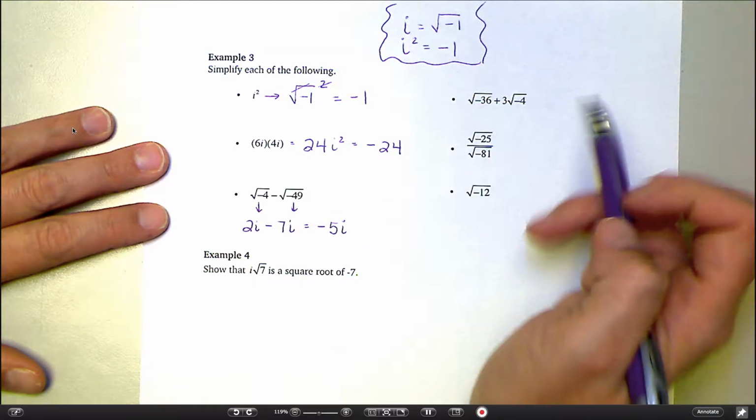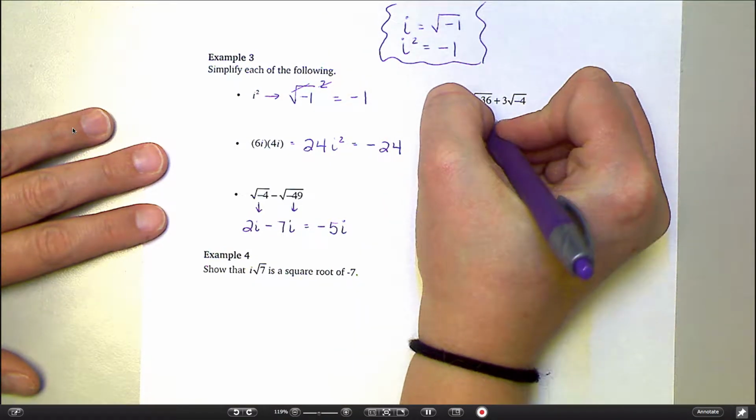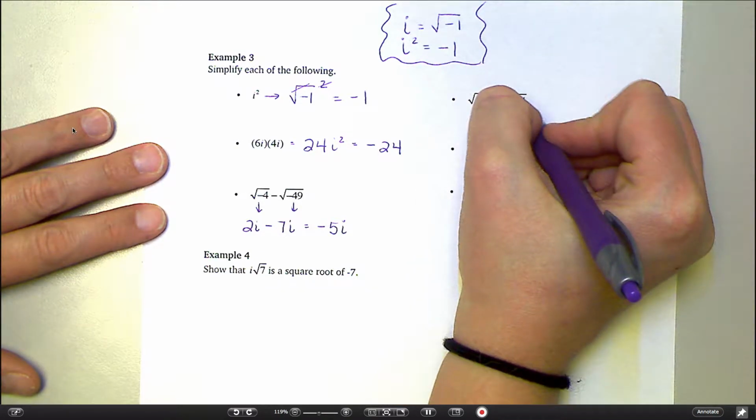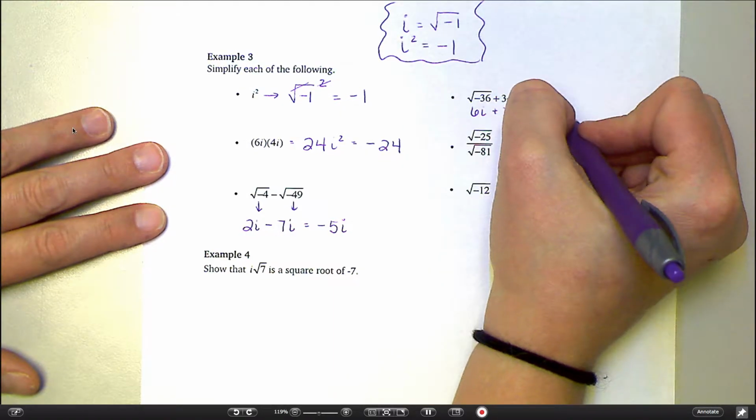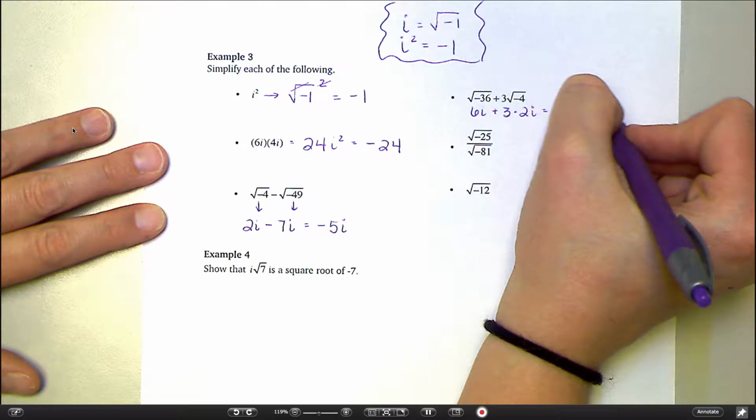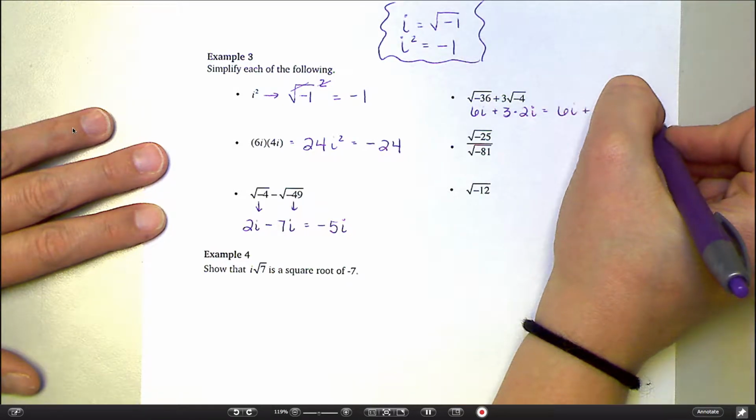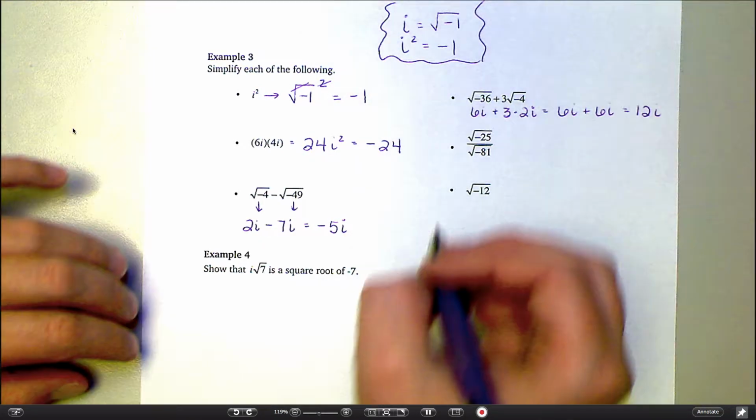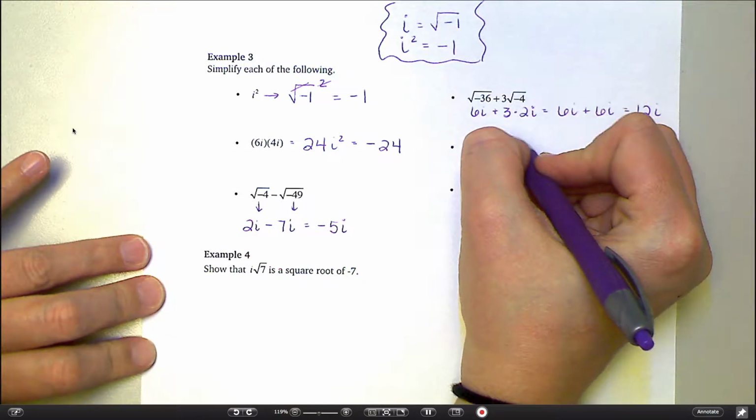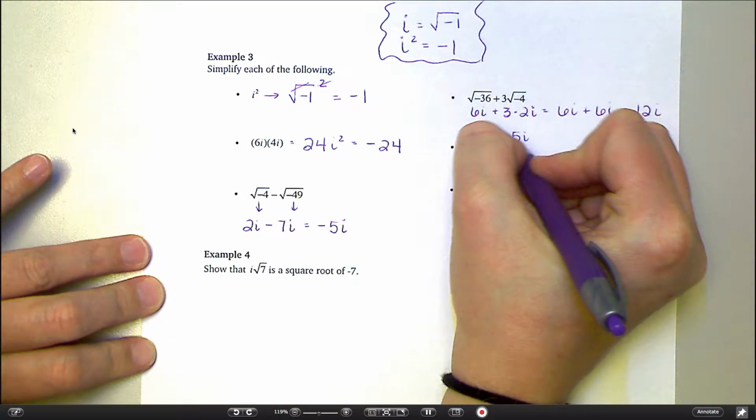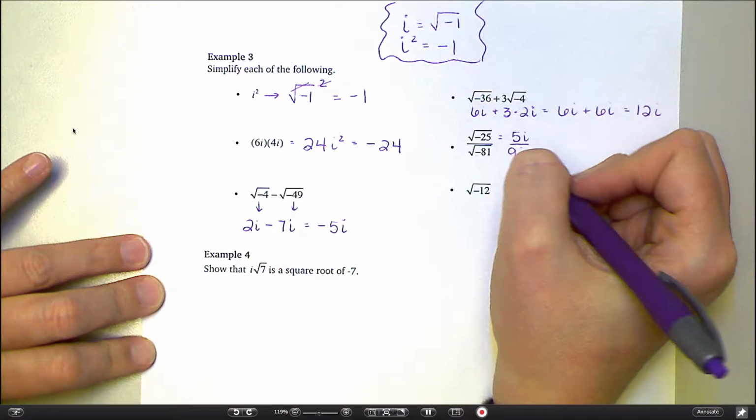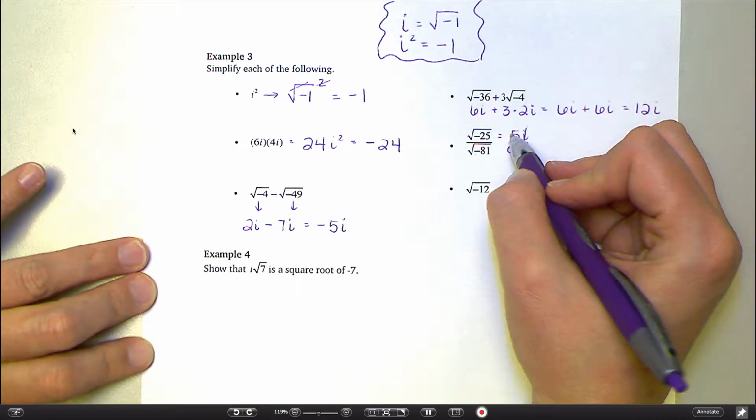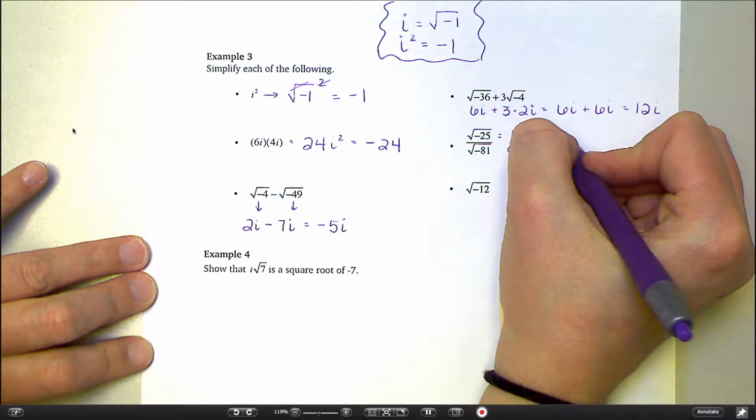So looking at this one here, square root of negative 36 is 6i. This would then be 3 times 2i. Okay? That's 6i plus 6i, which makes 12i. Now watch what happens on this next one. Square root of negative 25 is 5i. Square root of negative 81 is 9i. And then, when you have an i on the top and an i on the bottom, those should both cancel. 5 over 9 doesn't really simplify, so your final answer here is just 5/9.